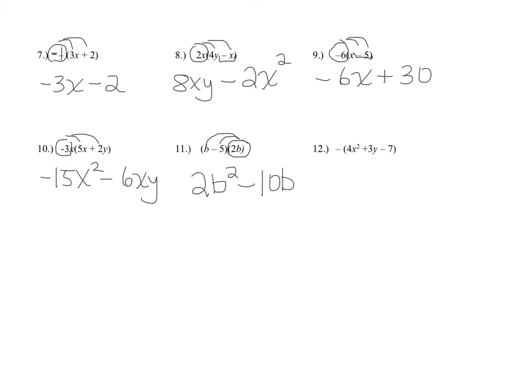Number 12, that minus sign is getting distributed to everything inside the parentheses like a -1. So -1 times 4x squared is -4x squared. And -1 times 3y is -3y. And -1 times -7 is positive 7. So essentially what happens when you distribute the negative, whenever you multiply something by -1, the sign changes to its opposite.